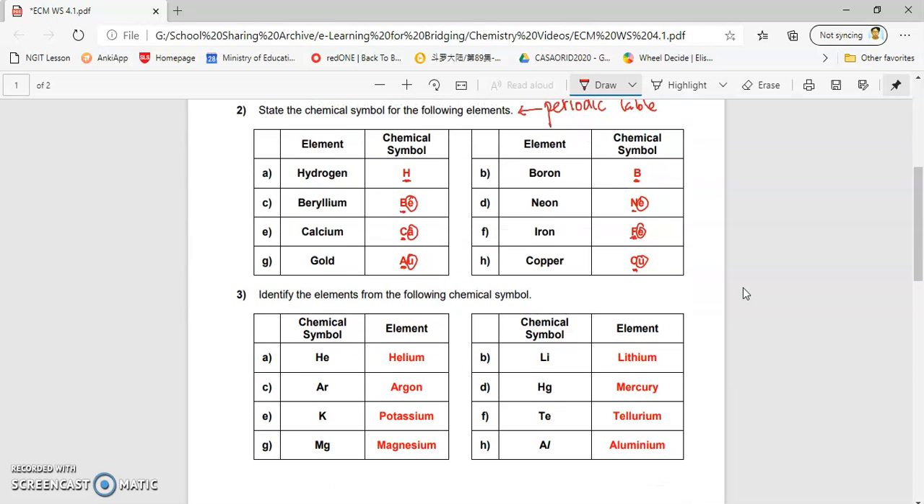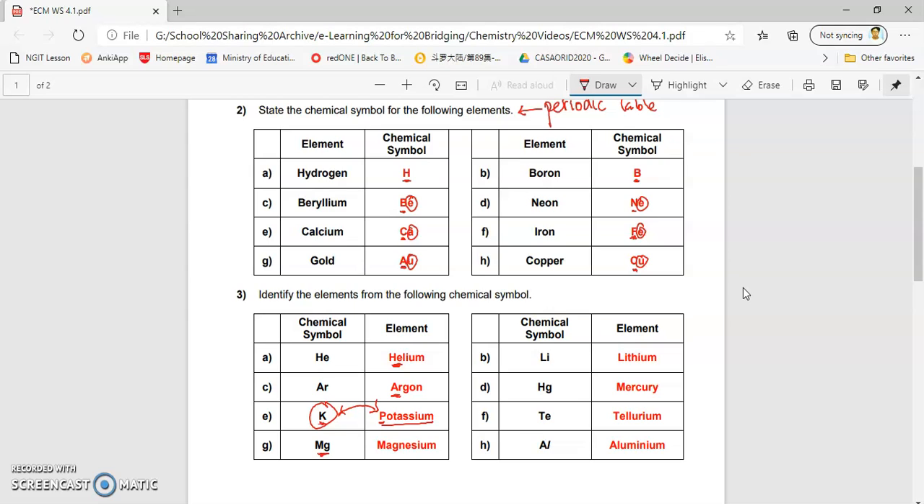In question 3, what they're trying to do is, in terms of the chemical symbol, look at the periodic table to find what elements they are. So whether it's the name of the element given to you or the chemical symbol given to you, you must be able to find out exactly what element it is. So He is helium, not so much issue. Ar is argon, so you can see it follows the first two alphabets. But some of them are a little weird. K is for potassium.